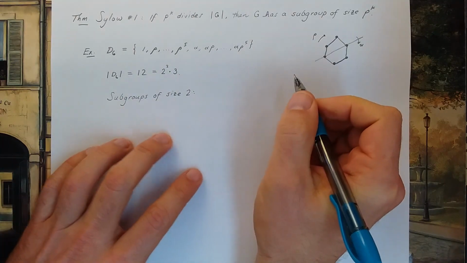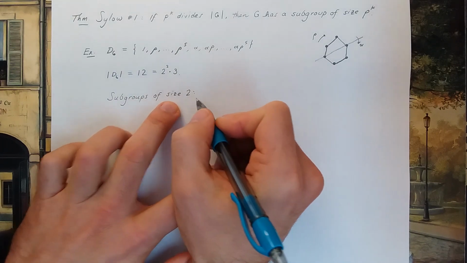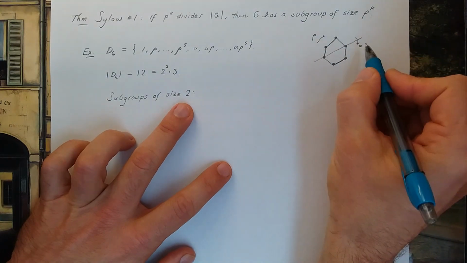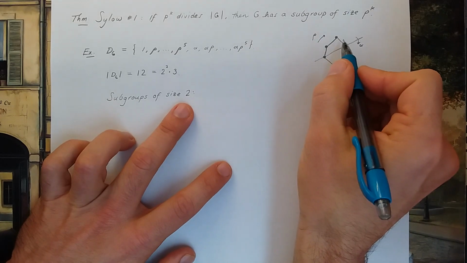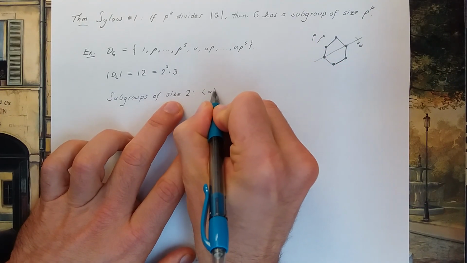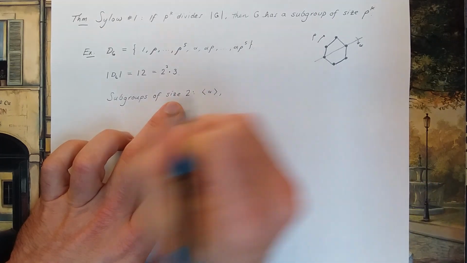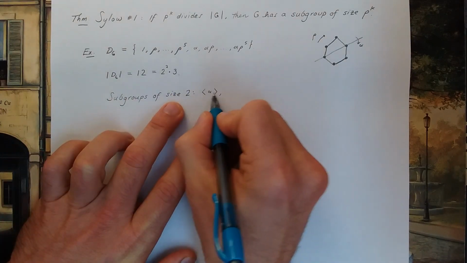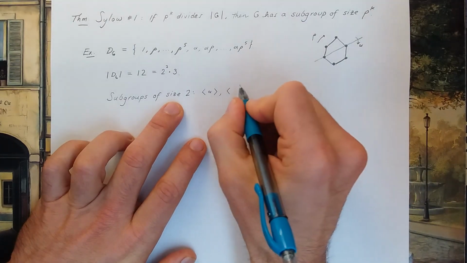As for subgroups of size 2, a subgroup of size 2 has to be a cyclic subgroup generated by an element of order 2. Alpha has order 2. If you reflect twice, you get the same configuration of the hexagon back. So the cyclic subgroup generated by alpha is a subgroup of size 2. And it turns out there are more elements of order 2 in D6. In fact, there are 7 of them.